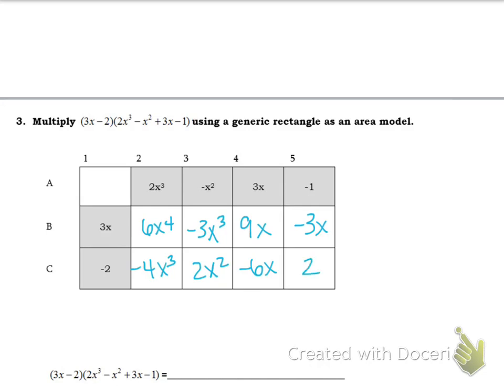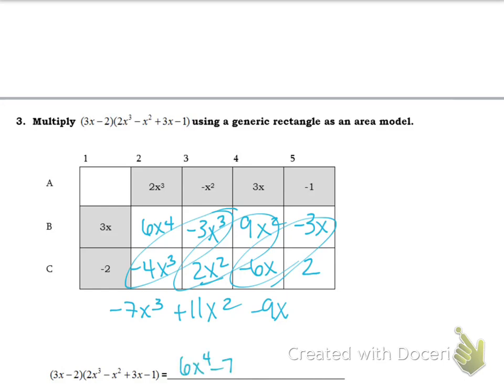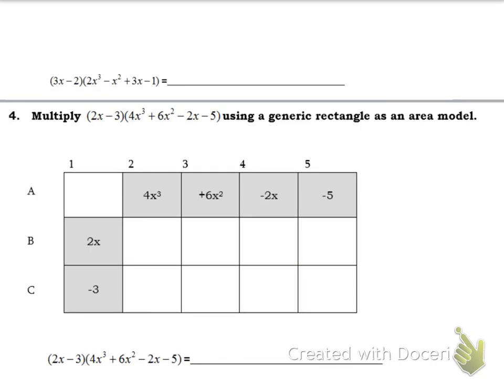Okay, so if we were multiplying these, I would get 6x to the fourth. And then we can also combine like terms straight off the bat. So if I added these, I get negative 7x cubed. That was supposed to be a squared. So plus 11x squared minus 9x. So I have a 6x to the fourth minus 7x cubed plus 11x squared minus 9x plus 2 would be what I would do if I multiplied it. And then we're going to be slowly working the other direction to get it to go the opposite way.